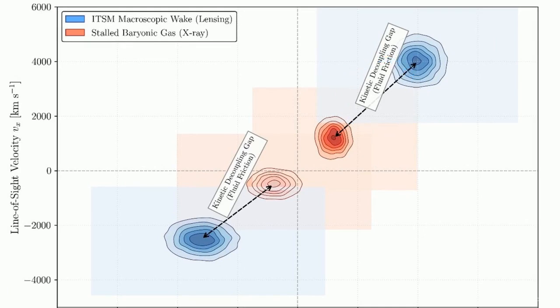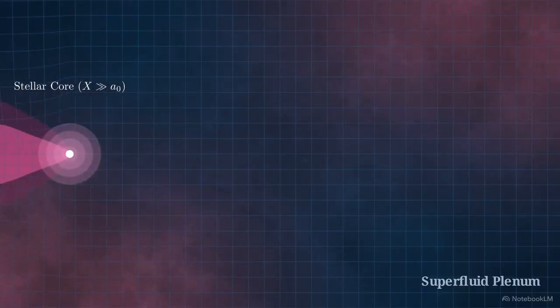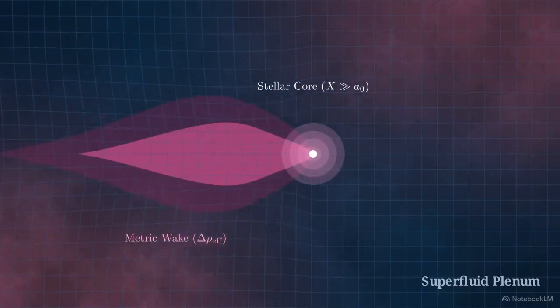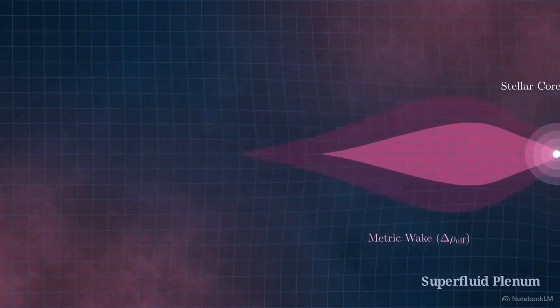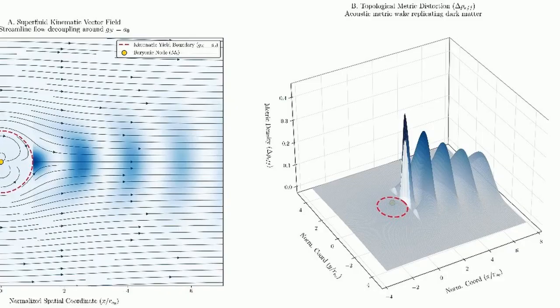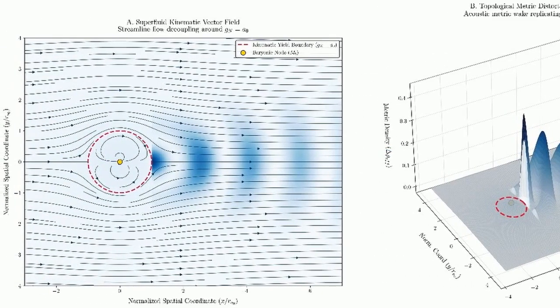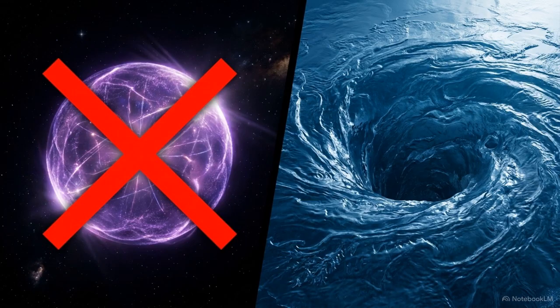Even though the stellar cores move through the vacuum without slowing down, their passage through the plenum creates a significant structural effect. As shown in this topographical model, a high-density mass generates a metric wake, a structural distortion trailing behind it. In panel A's kinematic vector field, the extra gravity observed in the bullet cluster aligns with the shape of this fluid wake. This suggests that the gravity detected by astronomers is not generated by an invisible particle, but is the distortion of the space fluid itself.